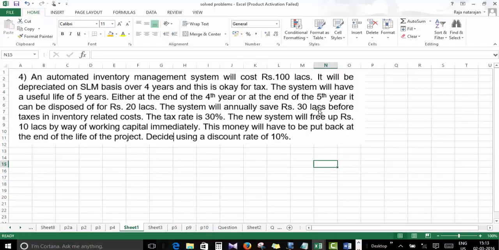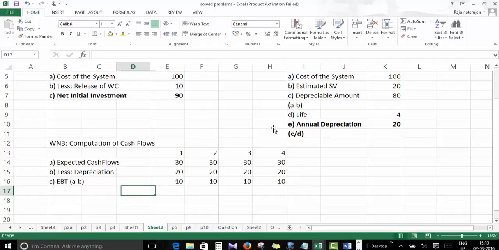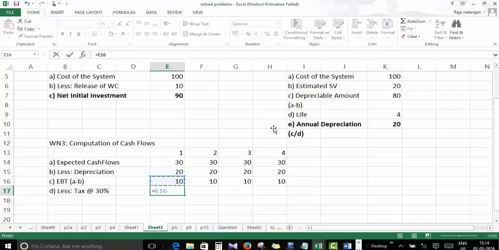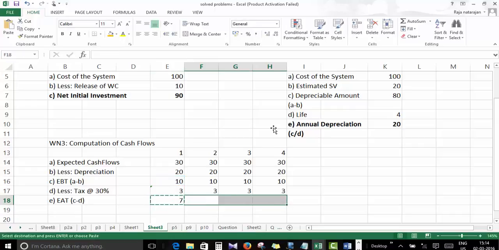And let's check what is the tax rate. Tax rate is 30%. So item D, less tax at 30 percent. So it's going to be 10 into 0.3, so it's 3. So this is your tax. Now item E, earnings after tax. Earnings after tax is nothing but C minus D. So this is 10 minus 3. So earnings after tax are 7.